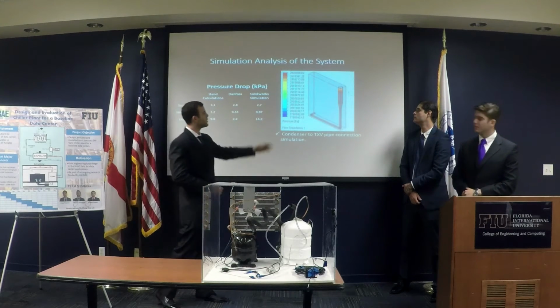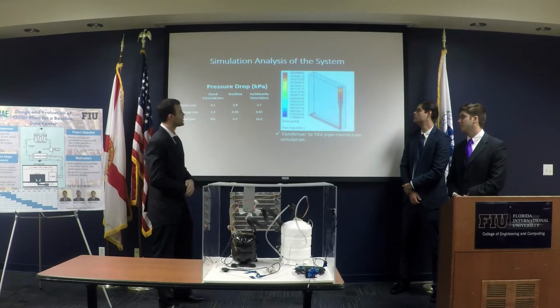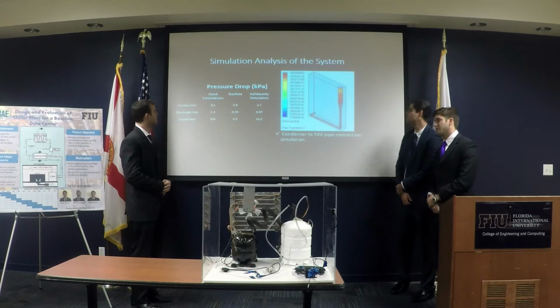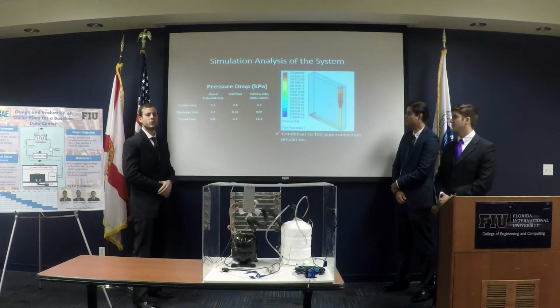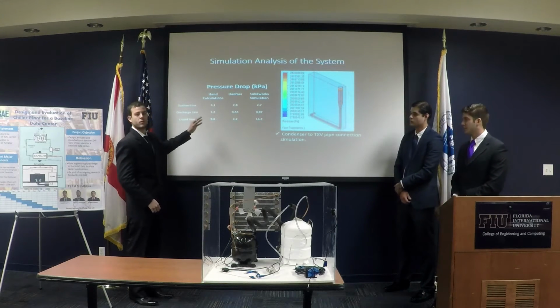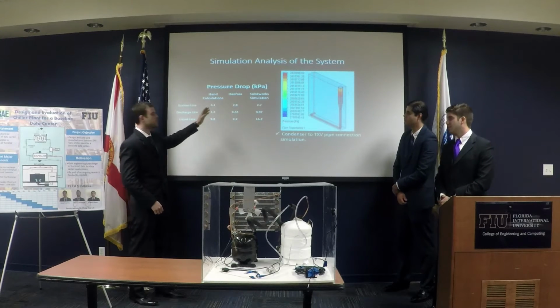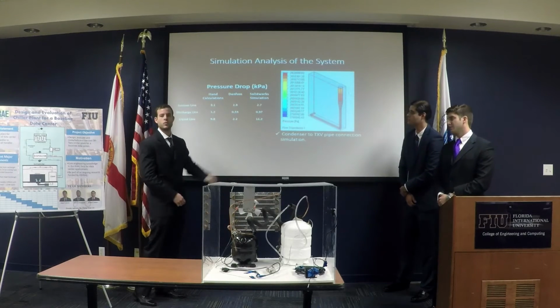This is the liquid line, the pipe that goes from the condenser to the thermostatic expansion valve. And here we have a table of the pressure drop calculated in 3 different ways: hand calculations, using software, and SolidWorks simulation.